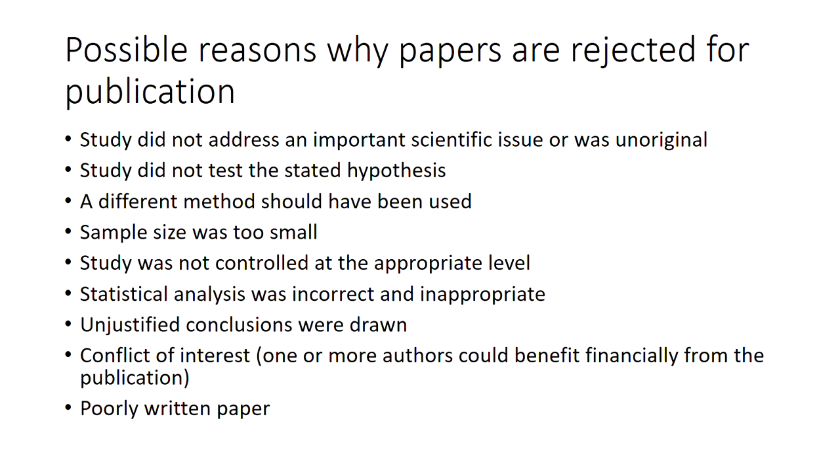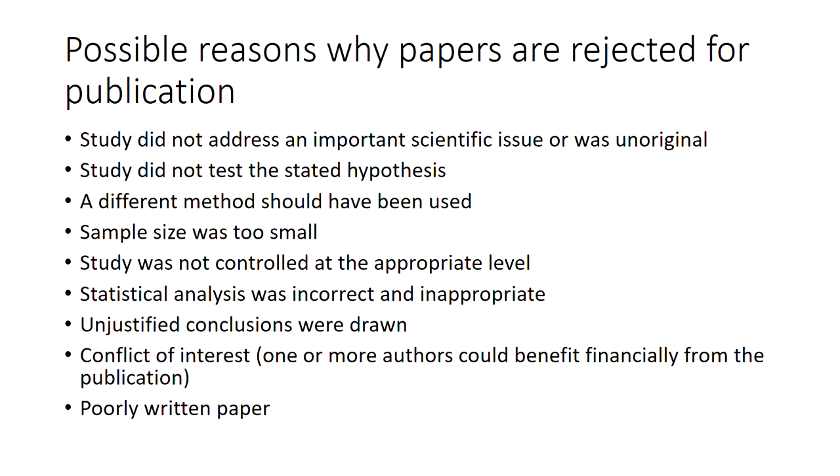A study did not test the stated hypothesis. A lot of times authors will circumvent this when a paper has been rejected by rewriting the hypothesis so that it reflects their study, and then resubmitting it. A different method should have been used. And usually a reviewer will call them out on that, and then the authors have the opportunity to complete that study and resubmit. Sample size was too small, so it needs to be larger. Study was not controlled at the appropriate level. Statistical analysis was incorrect and inappropriate. This could be solved by reanalyzing the data, drawing conclusions based on the new analysis, and then resubmitting.